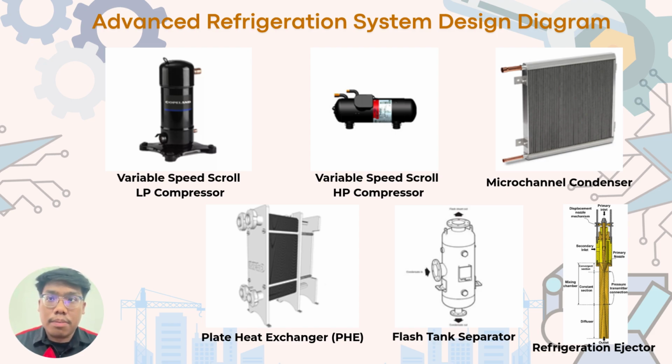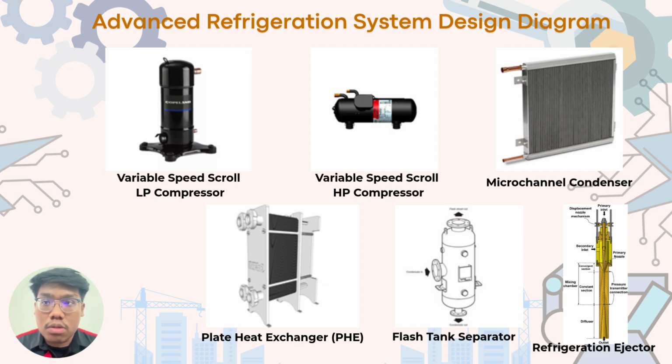This slide shows the main components selected for our advanced refrigeration system design. These components were chosen to improve the energy efficiency and increase the coefficient of performance of the refrigeration system. For the compression process, we selected a variable speed scroll compressor for the low-pressure and high-pressure stages. This compressor offers high efficiency, low energy consumption, and reduced vibration compared to a conventional compressor.